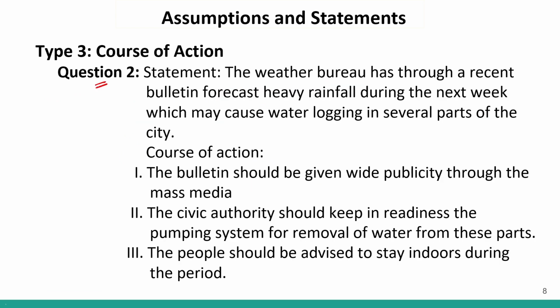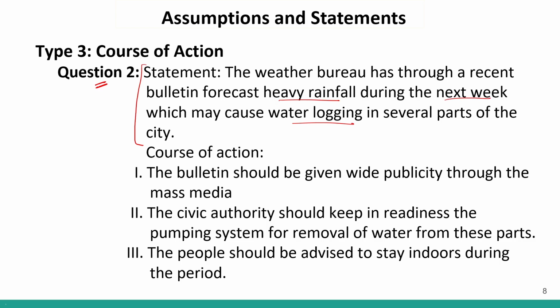Question number 2. Question number 2 statement says the Weather Bureau has, through a recent bulletin, forecast heavy rainfall during the next week, which may cause waterlogging in several parts of the city. So there is a Weather Bureau that has basically brought out this news that heavy rainfall is forecasted for the next week, and this heavy rainfall may cause waterlogging in several parts of the city.